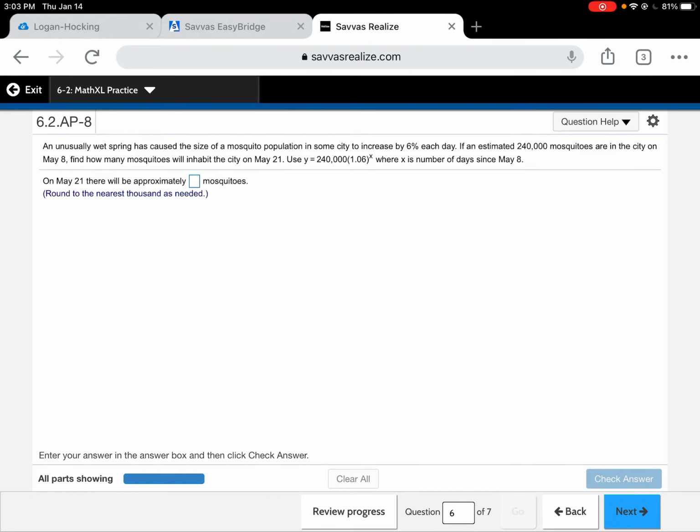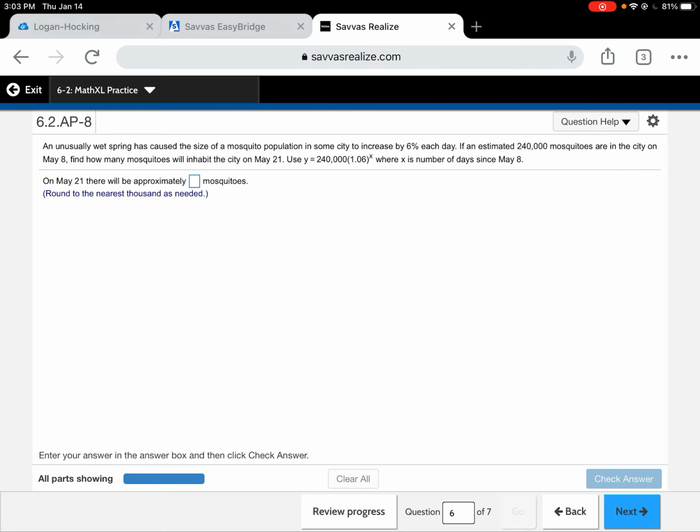Okay, this is problem number 6 on the 6.2 Pearson assignment. This is the word problem that we have on here for exponential functions. So let's see what it's entitling. An unusually wet spring has caused the size of mosquito population in some city to increase by 6% each day.